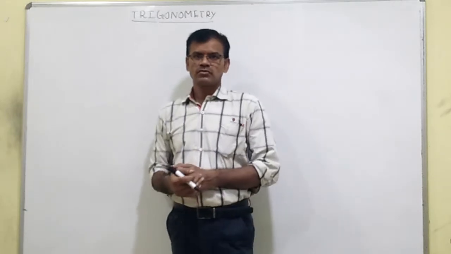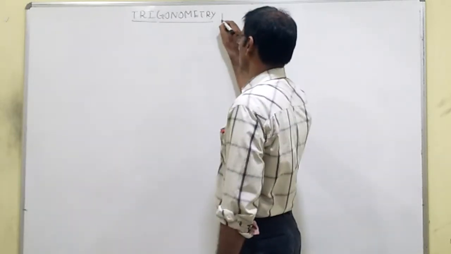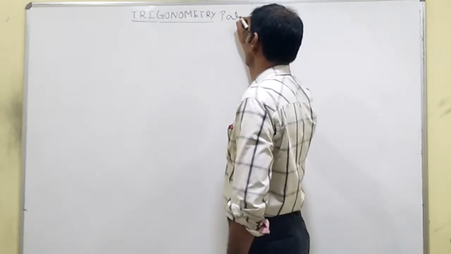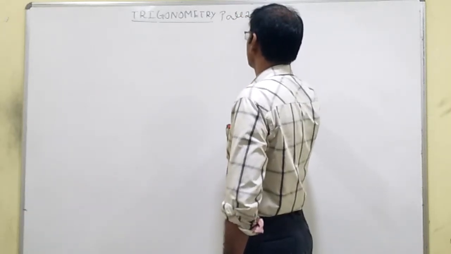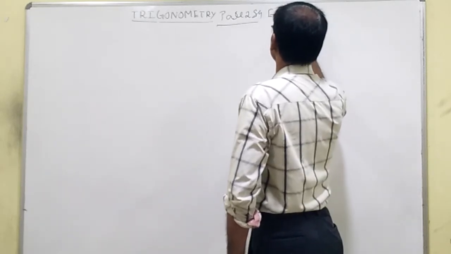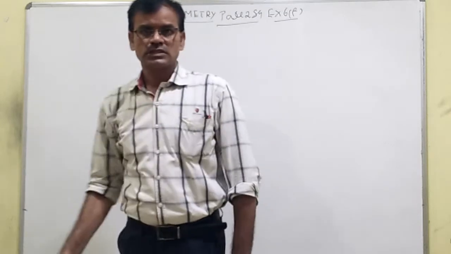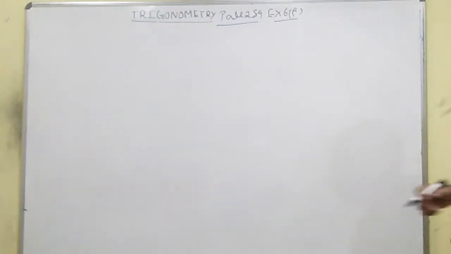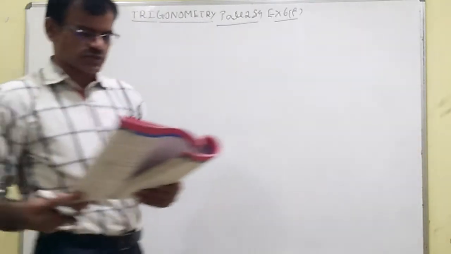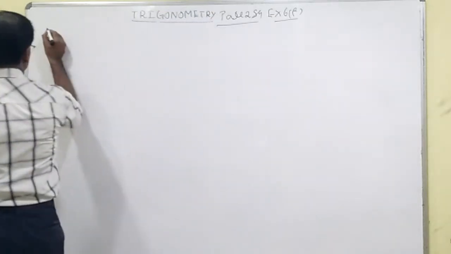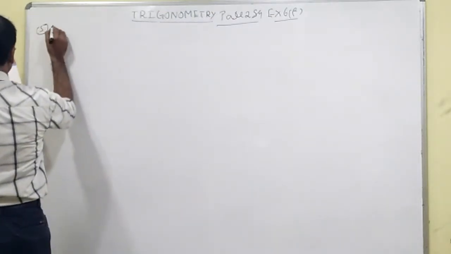Dear students, we are handling the topic trigonometry, page number 289. Exercise 6F is going on. Until yesterday's class, we have discussed 4 sums. Now, today's topic is the 5th sum, a most IMP 7 mark question.